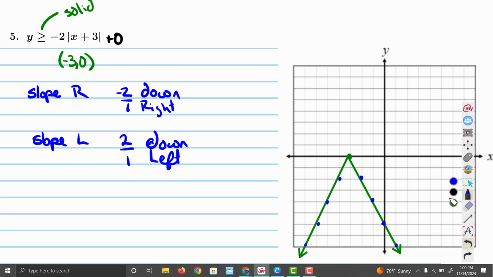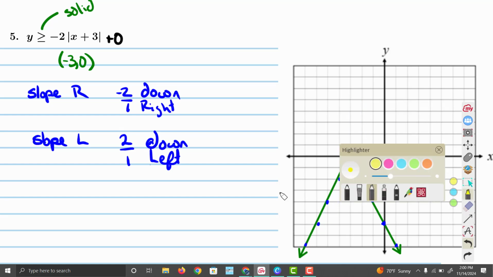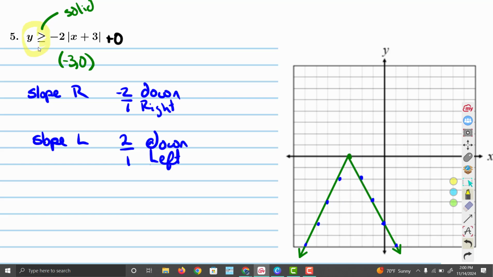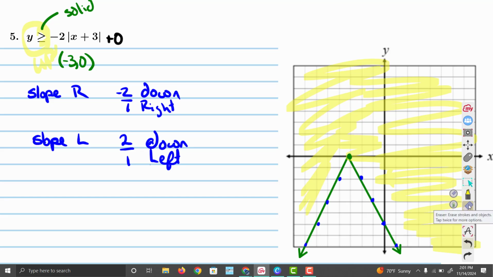And the last thing I have to do is I have to think about the shading. So it says greater, so that means up. And so I'm going to shade above it. Everywhere that's above it. And so that's the way it would look when I graph it with that inequality. Make sure you have a solid line, make sure you're shading above it, and make sure your vertex and slope are correctly plotted.